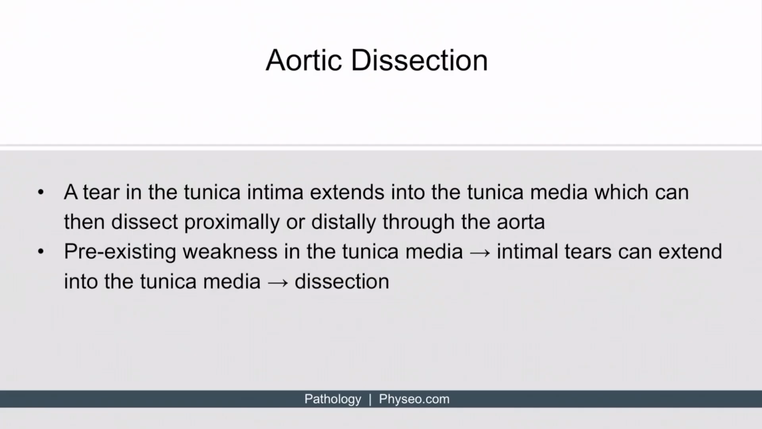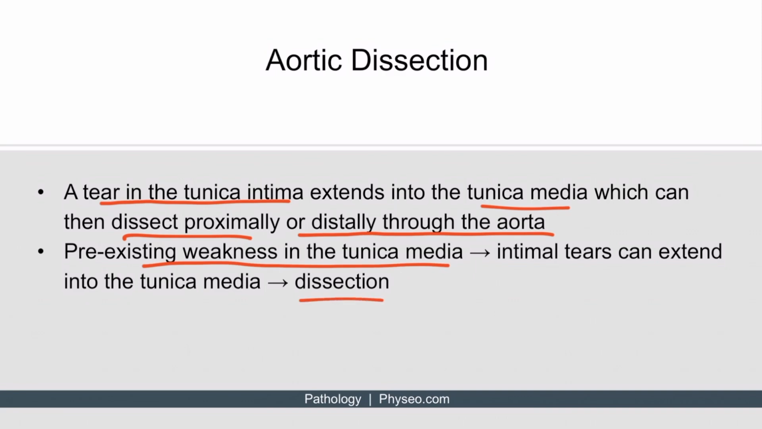Let's get started. Aortic dissection is when a tear in the tunica intima extends into the tunica media, which can then dissect proximally or distally through the aorta. This occurs because of a pre-existing weakness in the tunica media. This weakness allows intimal tears to extend into the tunica media, resulting in dissection.